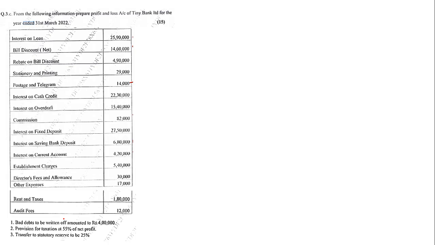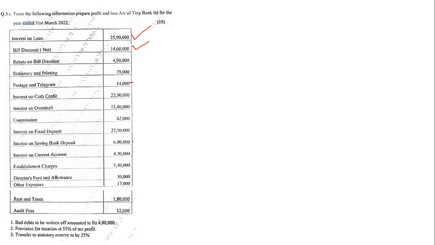So we'll start with the first one, that is interest earned. Now think from the bank's point of view: which are the areas from where the bank can earn interest? If the bank gives a loan, that is interest on loan, so that is number 1. Bill discounting net: whenever bill discounting net is given, as you can see below, the rebate will have nothing to do with the sum, it's already the net amount. So bill discounting is also interest earned.